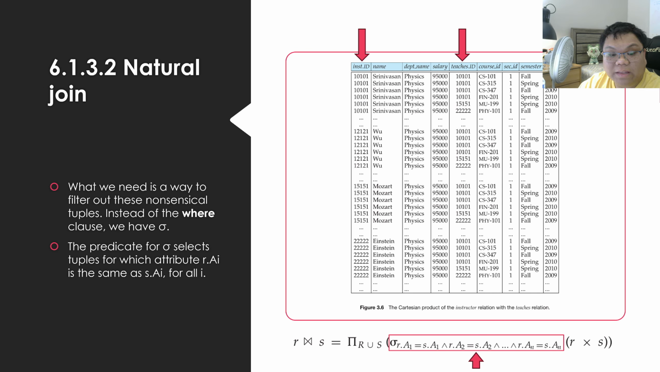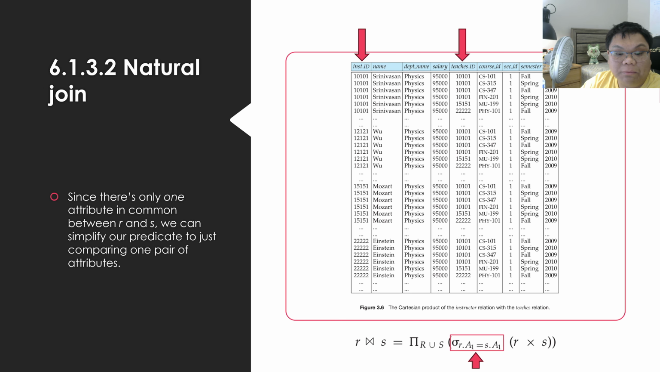So let's look at the sigma here. We want a way to filter out all these nonsensical tuples, but we don't have the where clause. We have sigma. So this predicate for sigma selects tuples for which the attributes r.ai is the same as s.ai for all i. However, we have a special case here. This is the special case for which there is only one attribute in common. In other words, all you gotta do is simplify our predicate like that. So we just have to select the rows for which the instructor ID is the same as teacher's ID.